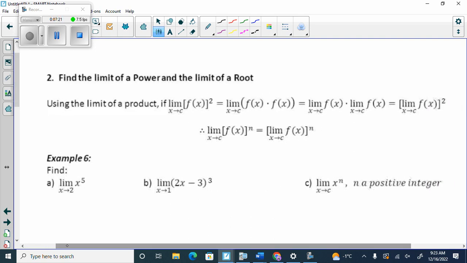Find the power and the limit of a root. So using the limit of a product, if the limit as x approaches c of f of x is squared, then I can write them both as multiplied instead of squared. Then I can write them as separate limits. Then I can take the whole limit and put it squared. So whenever I have the limit of something squared, I can take the limit of the whole thing, squared. So that's a rule you can use.